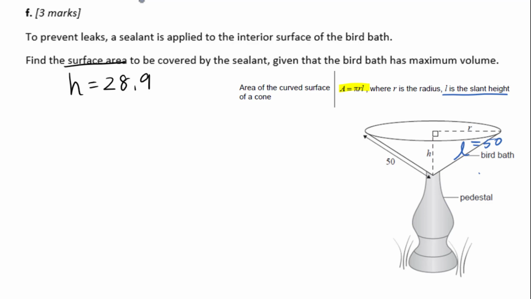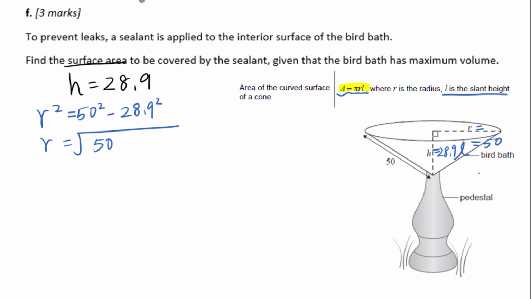Height, we already figured out 28.9. Then using the Pythagorean theorem, we can figure out this R. Then we can use this formula to figure out the surface area of the bird bath. Since R squared equals 50 squared minus 28.9 squared, R equals the square root of 50 squared minus 28.9 squared.